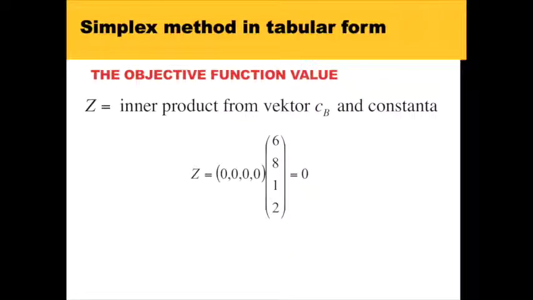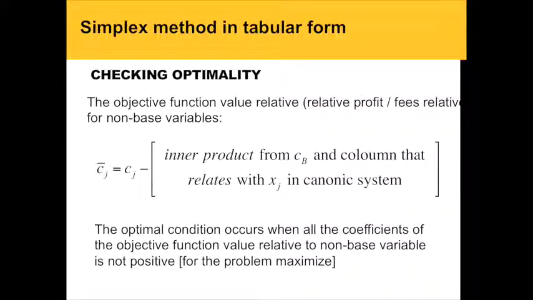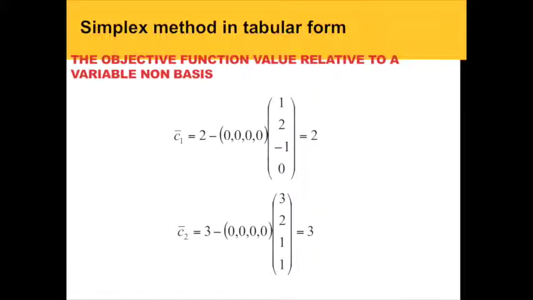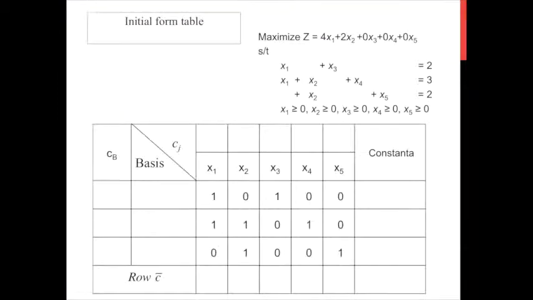This is the simplex method in tabular form: the inner product of vector CB and the constants gives Z, which is the result of the inner product. And then checking optimality: the inner product of CB and the column that relates to the Xj in the canonic system. So it's an example of the inner product, still the same as the previous table.